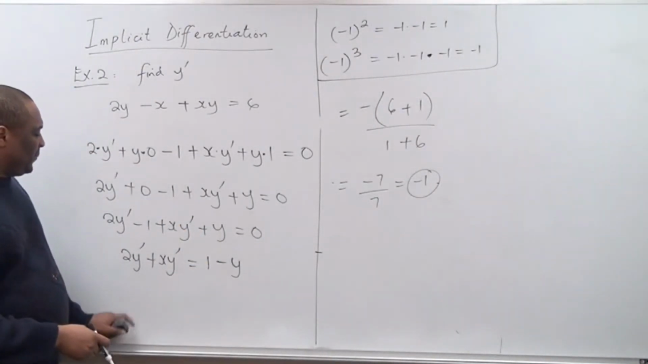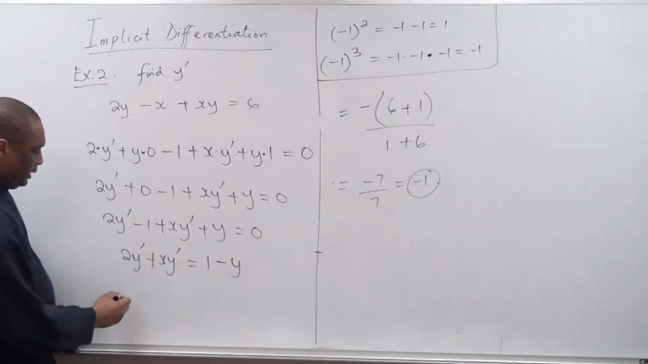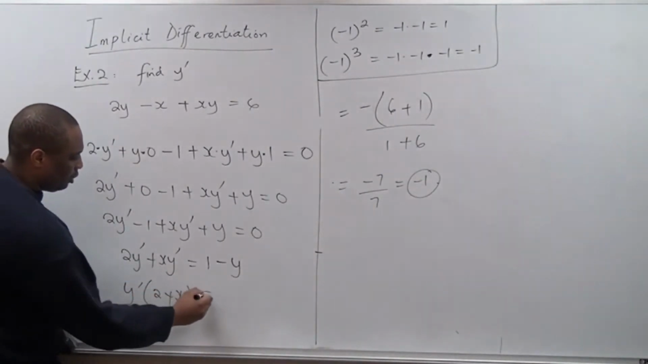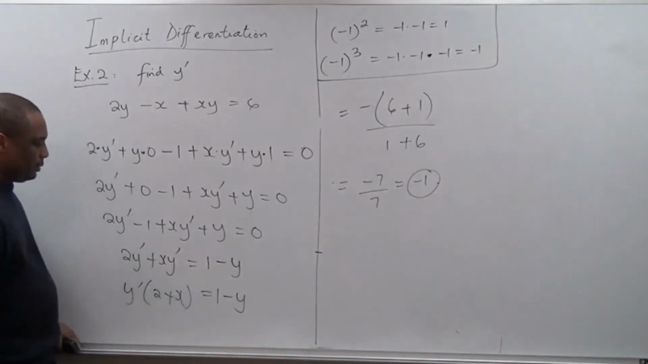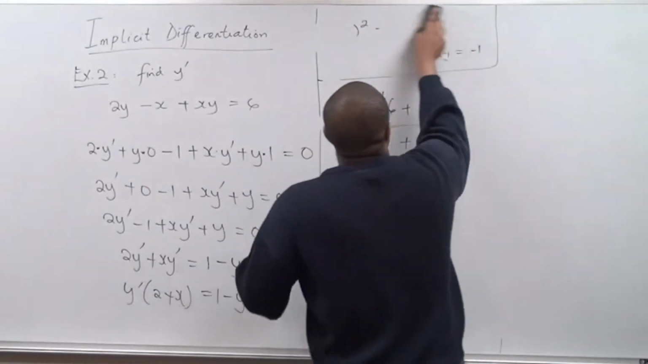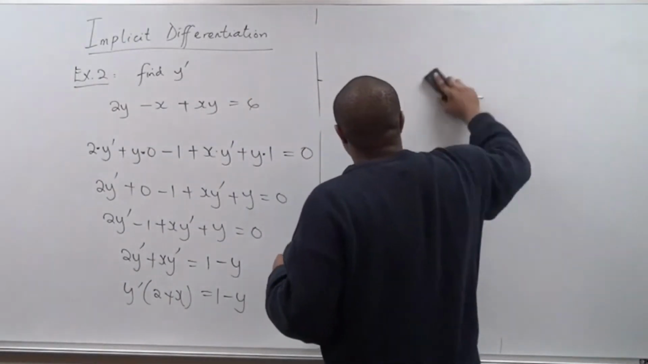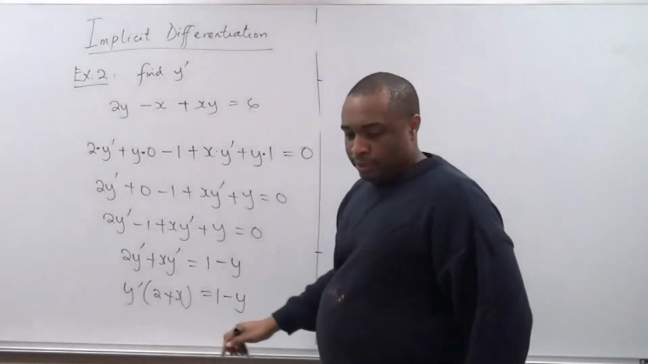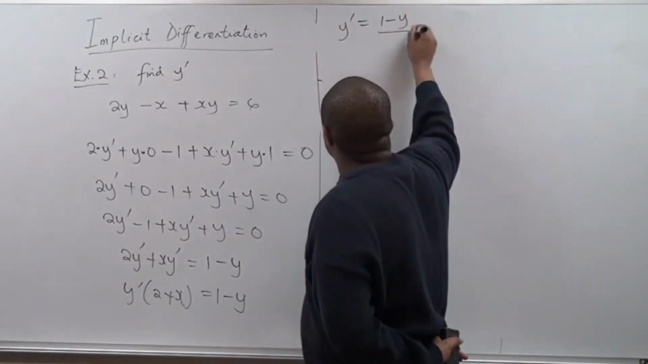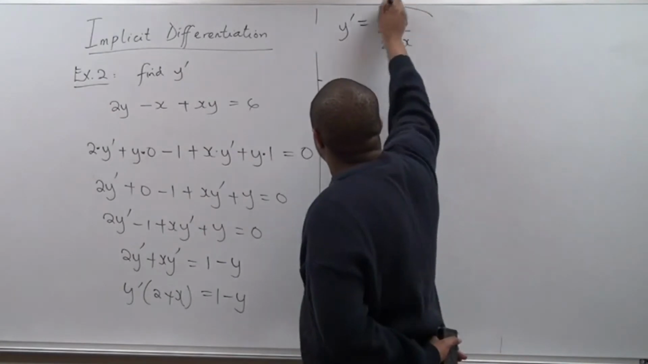So, y prime is common, right? You bring out y prime. 2 plus x equal to 1 minus y. And then you divide both sides by 2 plus x. When you divide both sides by 2 plus x, you see that y prime will give you 1 minus y over 2 plus x. And that is the answer.